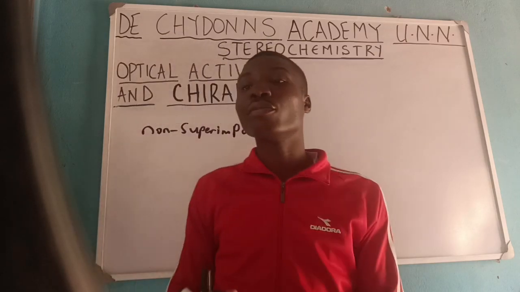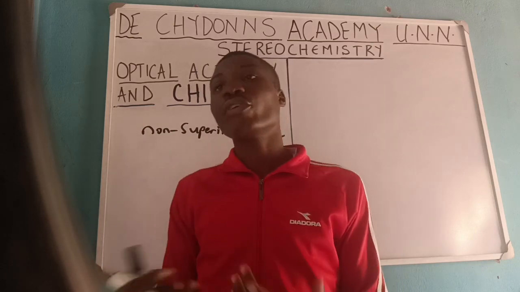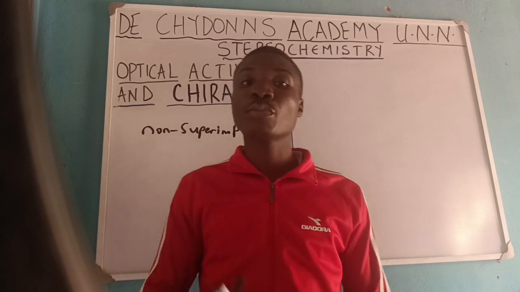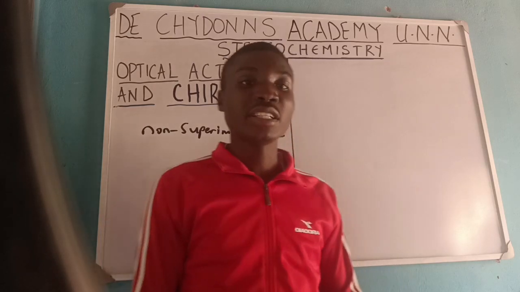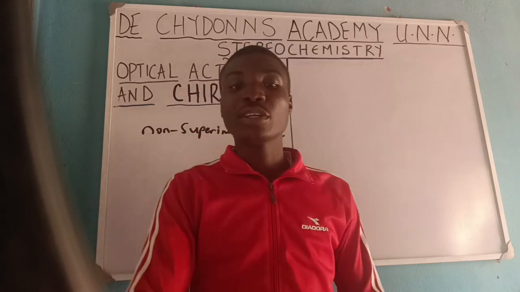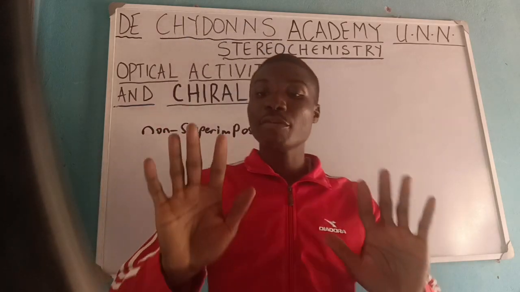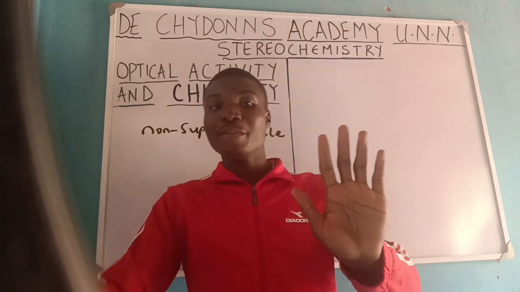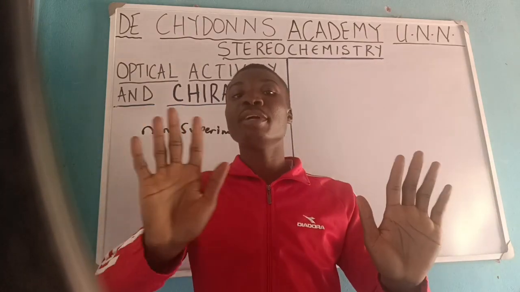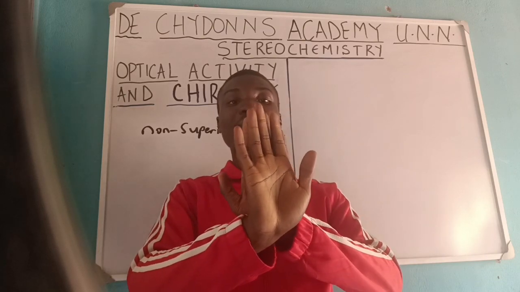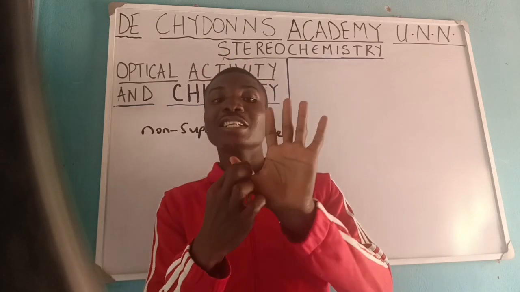Now, most of the objects we know, for example, a football, are always superimposable on their mirror image. But there are some objects like the human hand. This is my right hand, this is my left hand. This is like a mirror image of this, and this is like a mirror image of this. But look at this, it is not exactly the same.